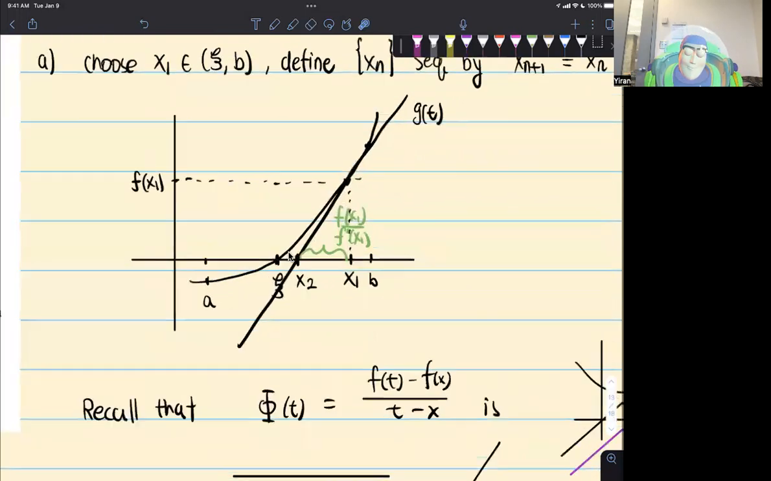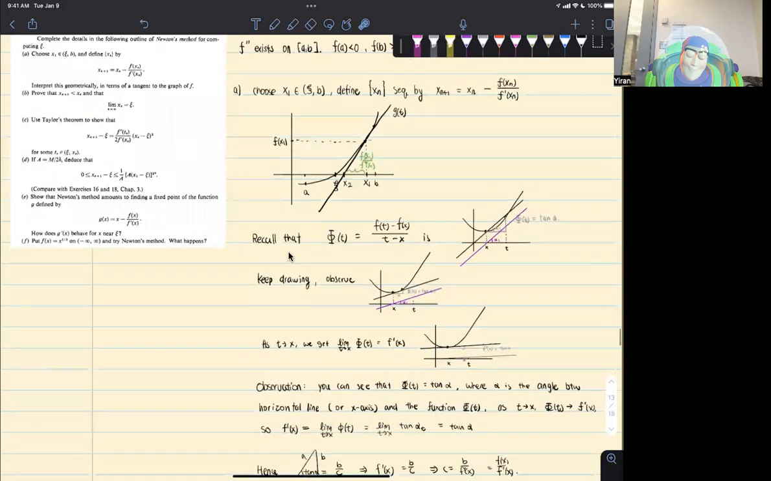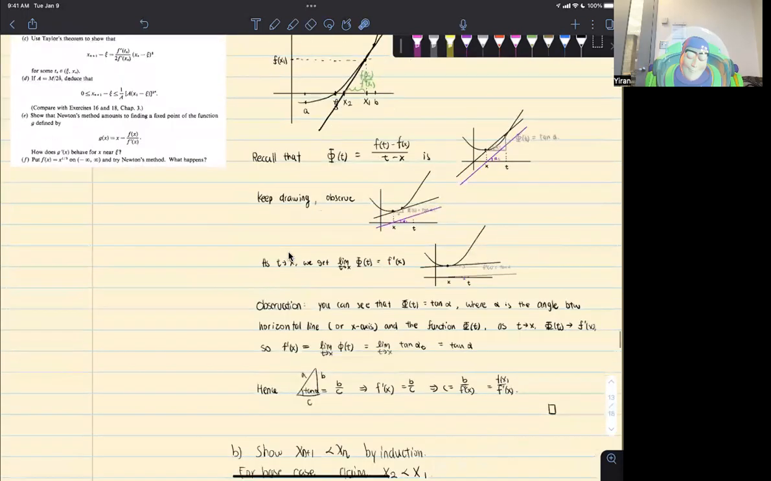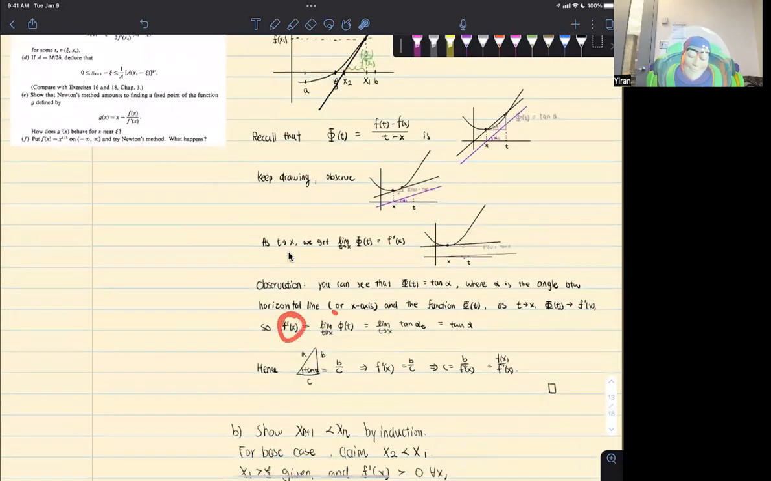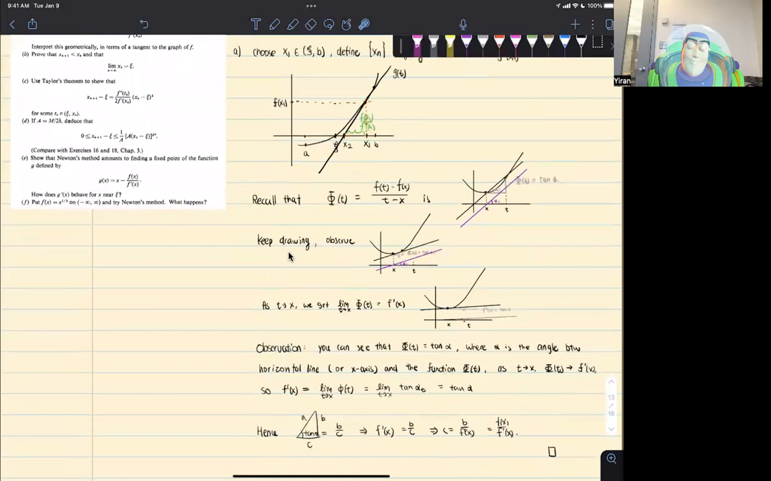This is because f prime of x is equal to this. And then what is tangent alpha? Tangent alpha is this line divided by this line. So what I'm saying is this line divided by this line is equal to f prime of x. Therefore, this line is equal to f(x1) divided by f prime of x1.